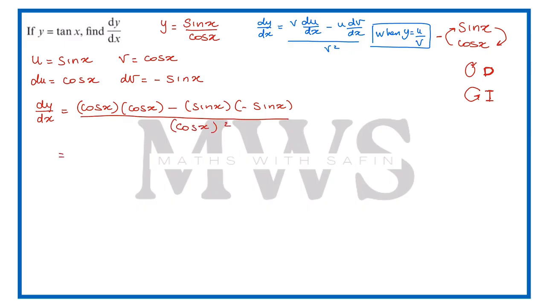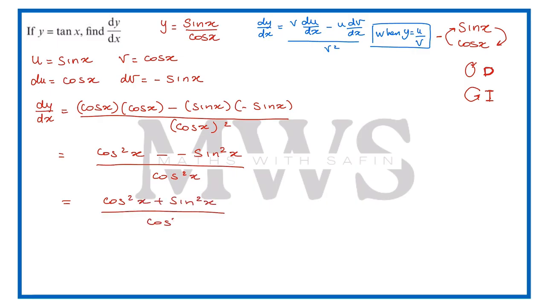So if I simplify here, cos x times cos x gives me cos squared x, minus sin x times minus sin x gives me minus sin squared x. And this is still all over cos squared x. So what's happening? We have a minus and a minus, which makes a plus. So cos squared x plus sin squared x, all over cos squared x.